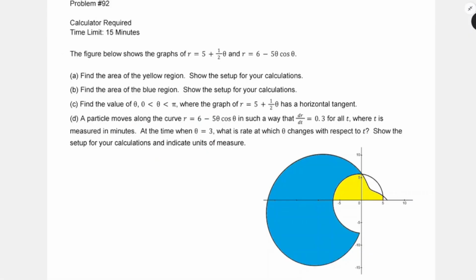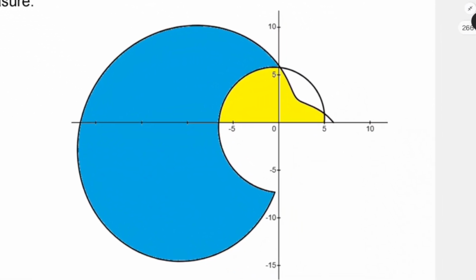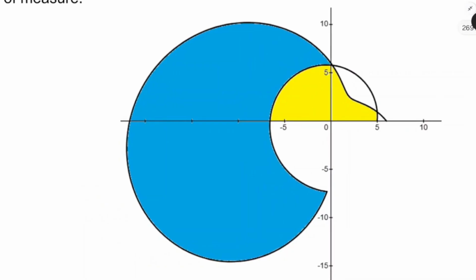Now the next one is a polar problem where we've got the graphs of two polar curves, 5 plus 1/2 theta and 6 minus 5 theta cosine theta. I want to find the areas of the yellow and blue regions, finding the location of a horizontal tangent, and we've got a particle motion question. Great, that's quite a bit going on. So first, I'm going to zoom in on this diagram here. We've got a couple of intersection points; there's going to be 3.